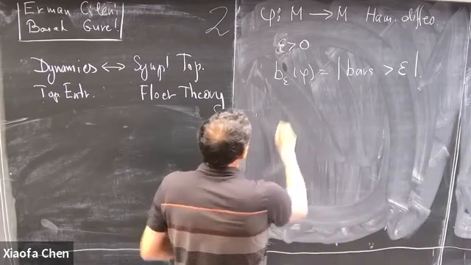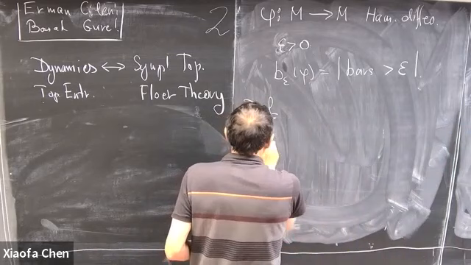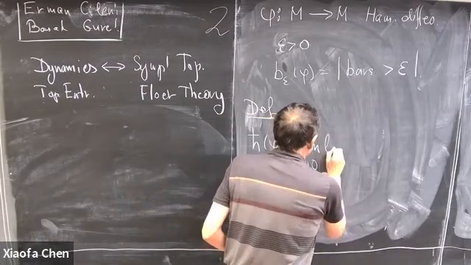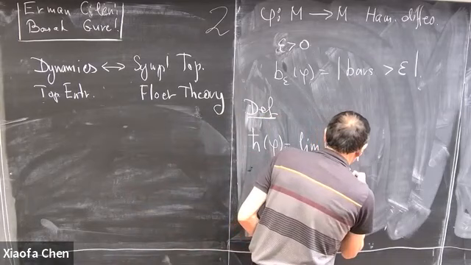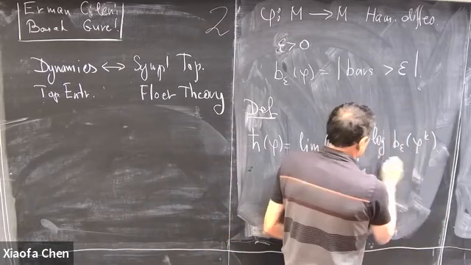This number, however, depends on time. And I'm going to introduce the following object. The barcode entropy of phi is very similar to the topological entropy of phi. I'm going to send epsilon to zero, then send the order of iterations to infinity, and take the log of the number of bars of length greater than epsilon of the iterated map, divided by the number of iterations.